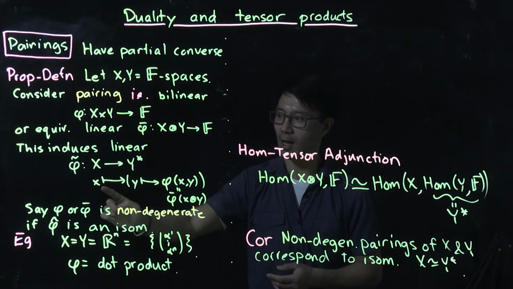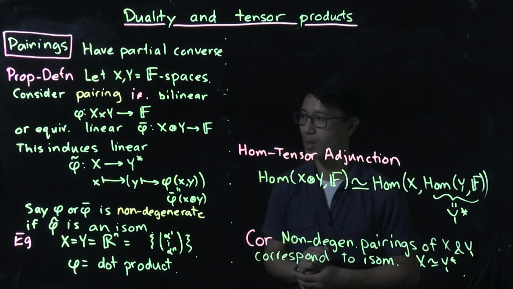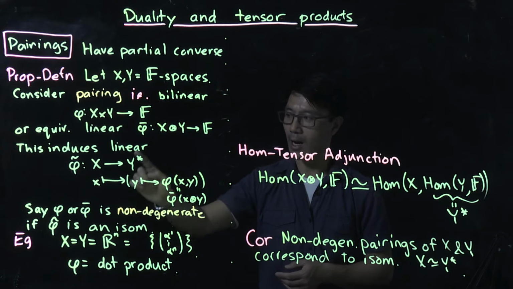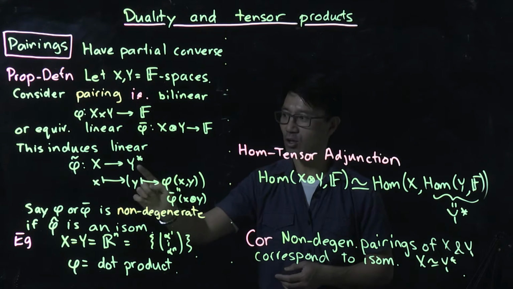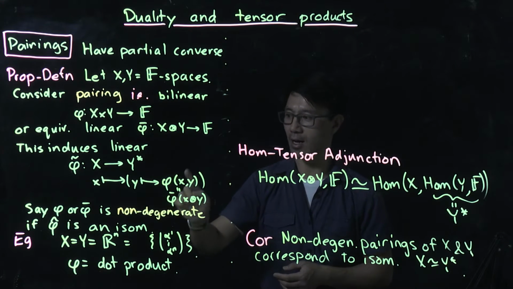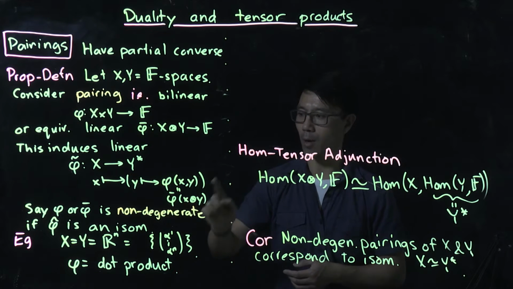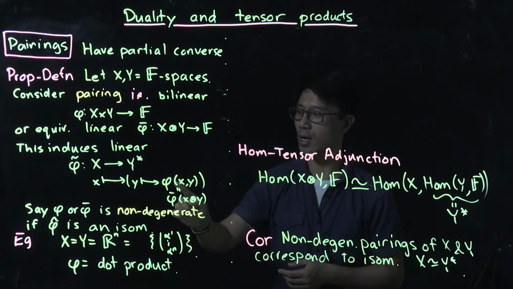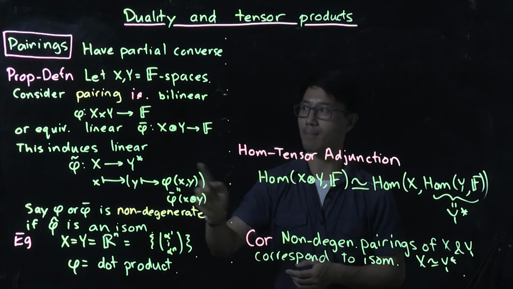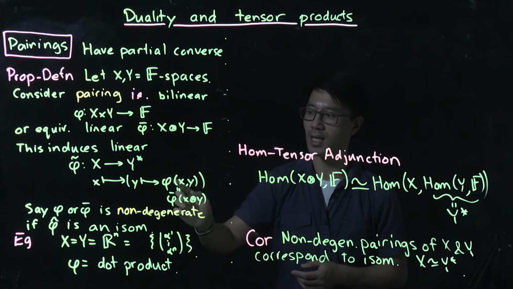Let's suppose you have x as a vector inside this big X. I need to give you an element of y star, so a linear functional on y. So it should map y to some scalar. What scalar does it map to? What I'm going to do is involve the x and the y, and map this with phi of x, y. Phi of x, y is of course some sort of a scalar.